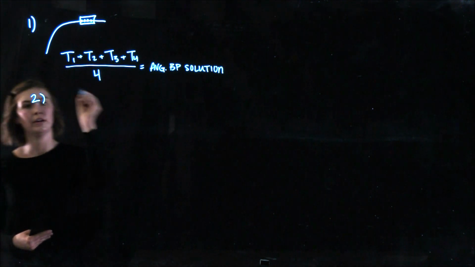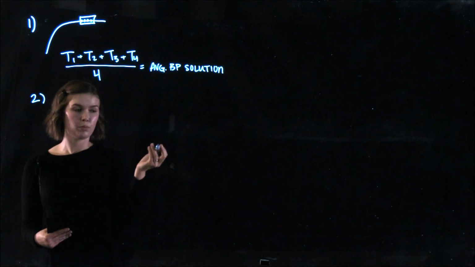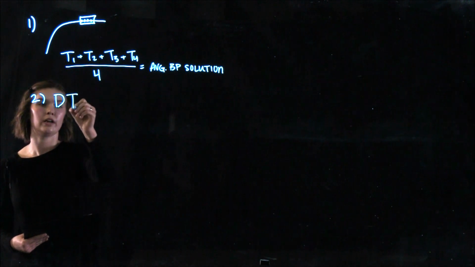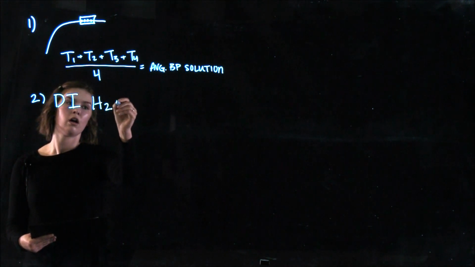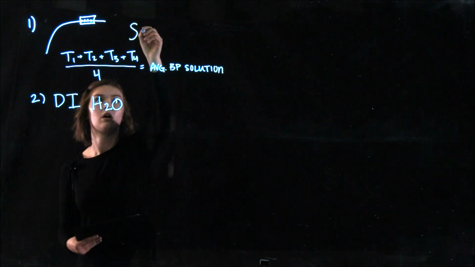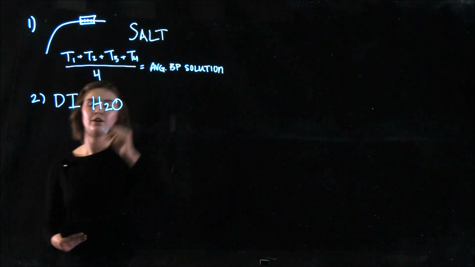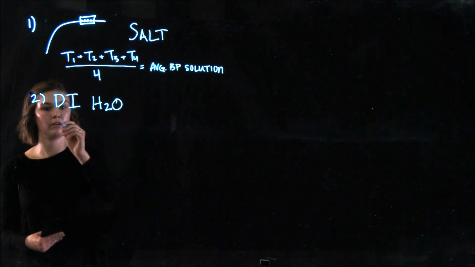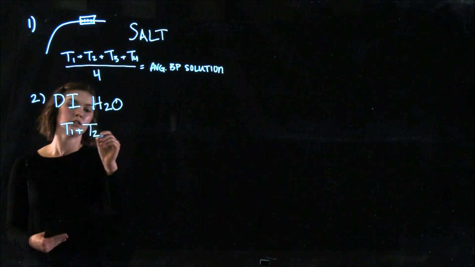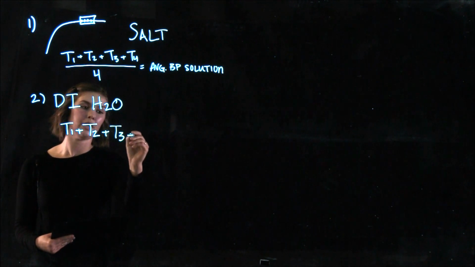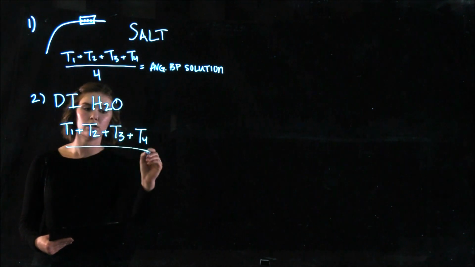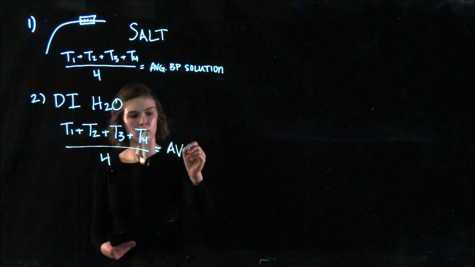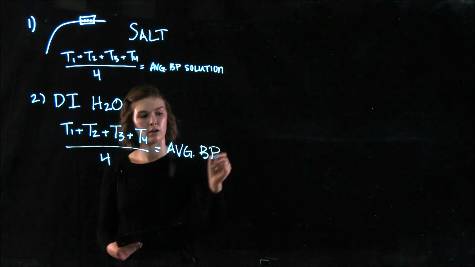The next question is asking what the average boiling point of your water is. So you had distilled water. So this was your salt. And then you're going to do the exact same calculation, the average boiling point of your water. So again, your T1, T2, T3, T4, all divided by 1, 2, 3, 4. Average boiling point of your water.